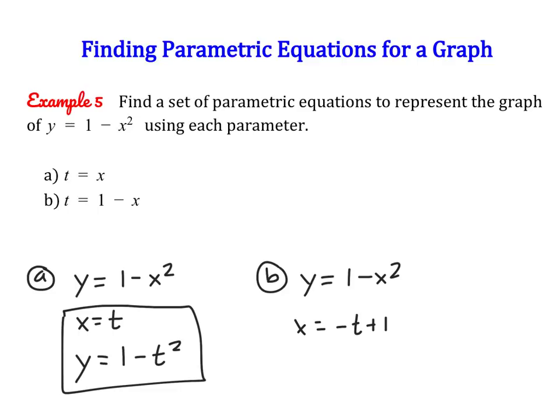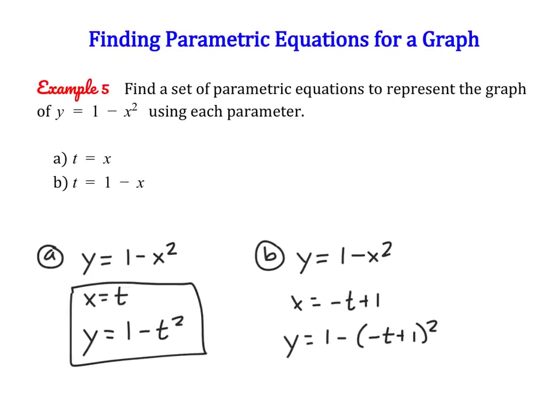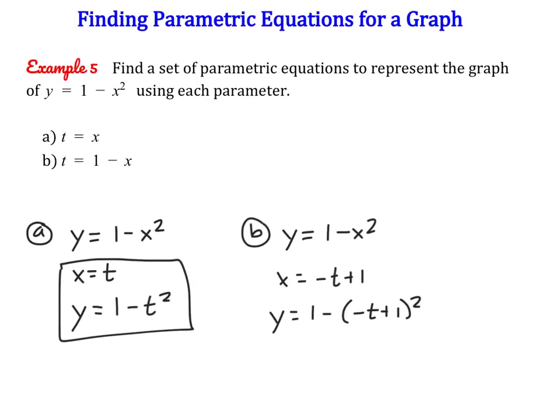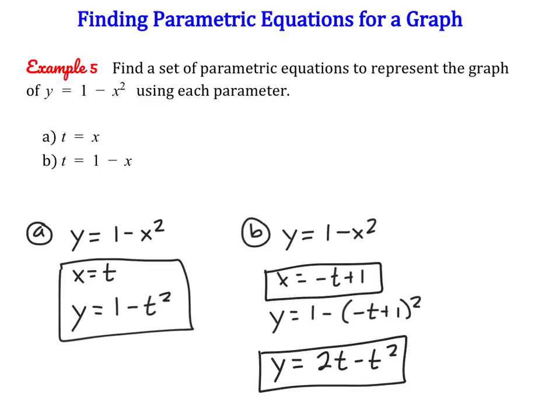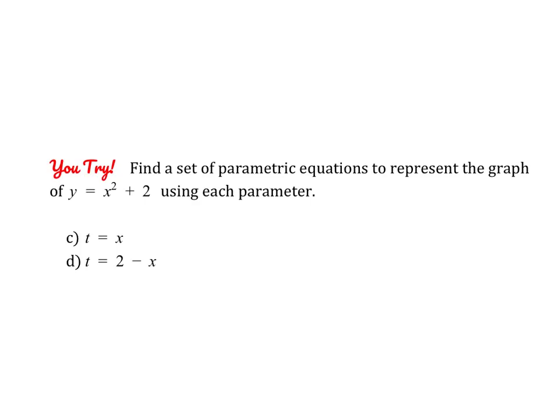So if I go back and plug that into our formula, we can see that y equals 1 minus negative t plus 1 squared. And if we simplify this, we get y equals 2t minus t squared, or you could say negative t squared plus 2t. But either way, we have our 2 parametric equations. We have x written in terms of t, and we have y written in terms of t. All right, go ahead and pause the video and give this last one a try.